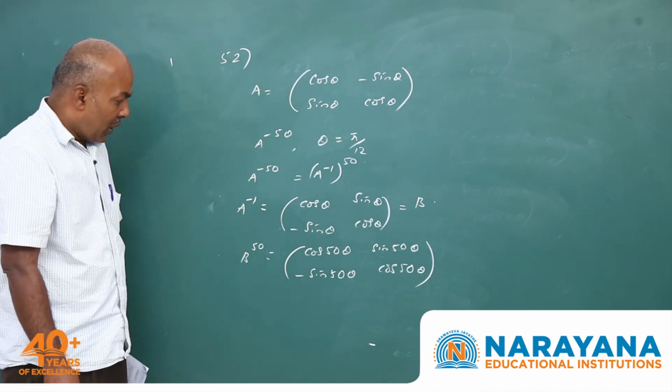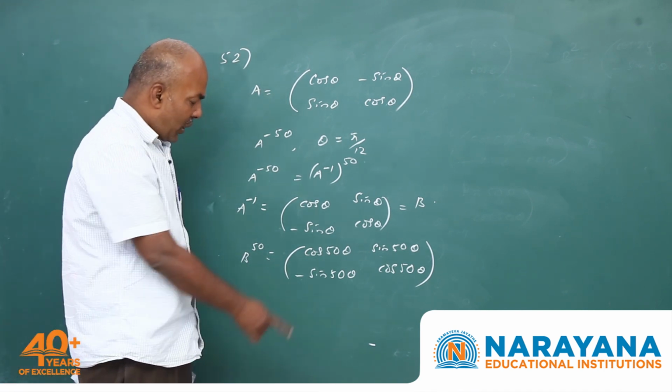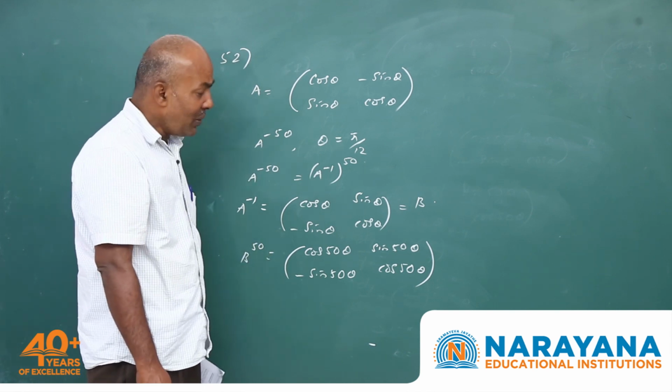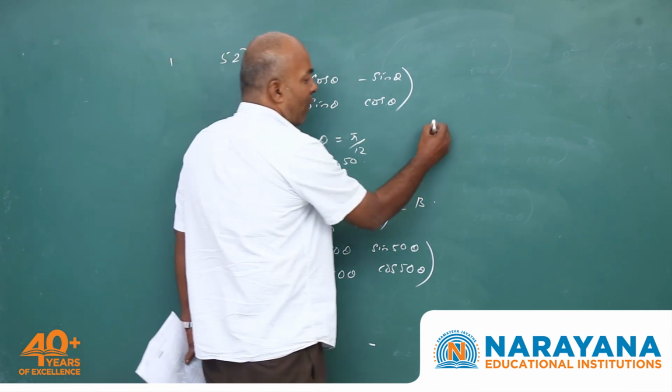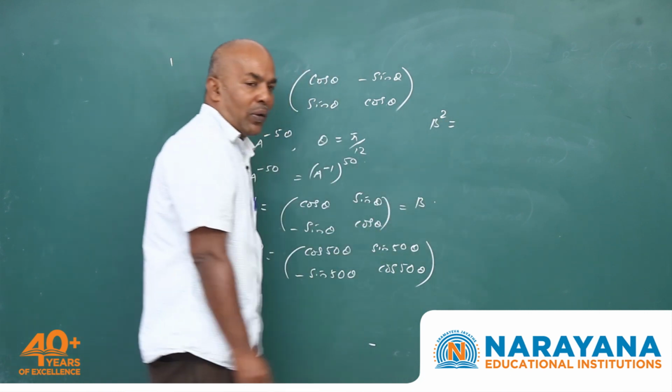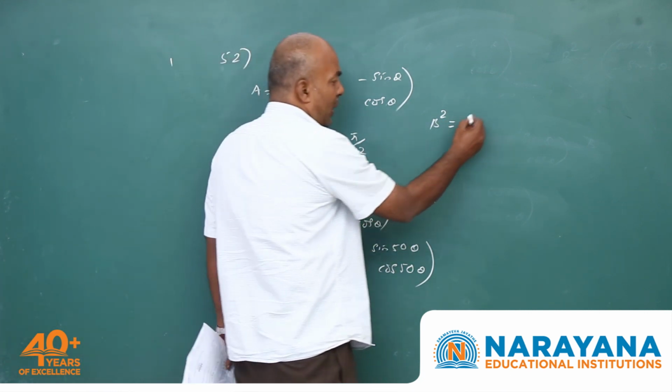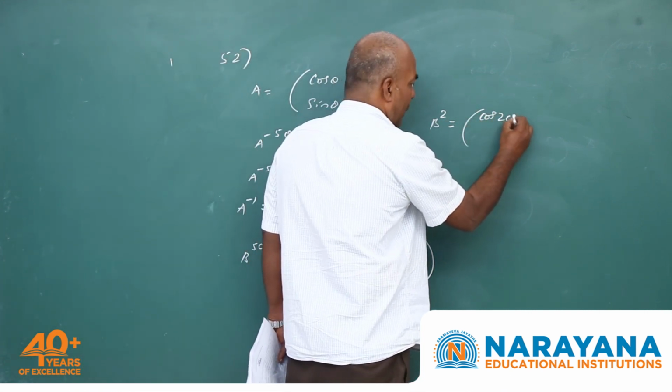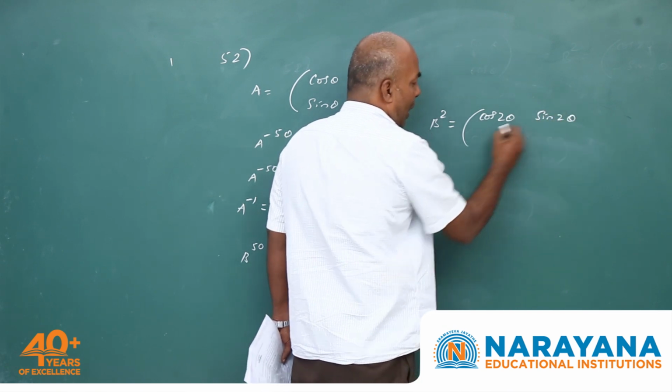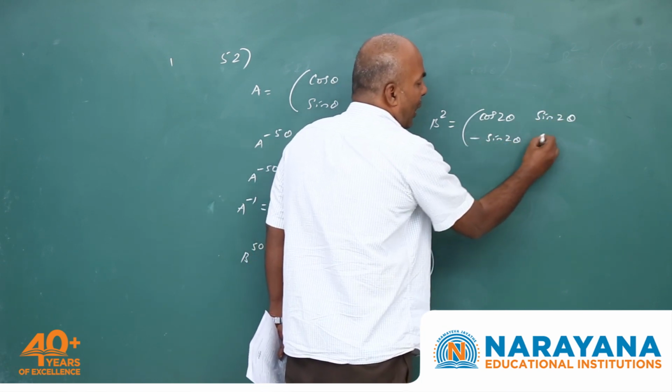If you have any doubt, actually I have done this by using mathematical induction. If you have any problem, we can use it. B square we can find out. If you find out B square, it's going to be cos 2 theta, sin 2 theta and minus sin 2 theta and cos 2 theta.